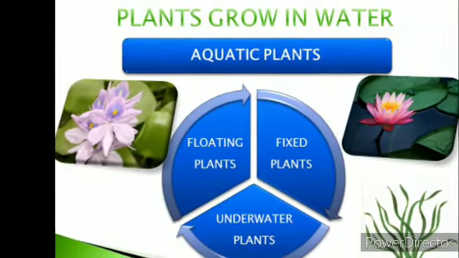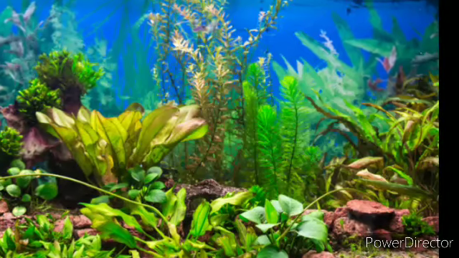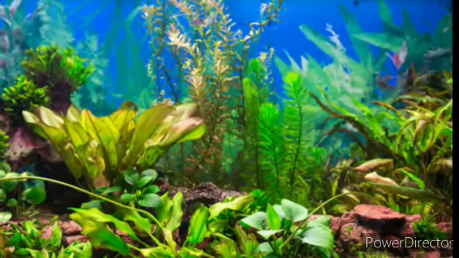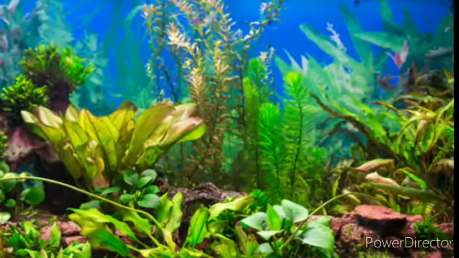Fixed plants. These aquatic plants have roots fixed at the bottom of the waterbed in the mud. Lotus and water lily are examples of fixed aquatic plants. Underwater plants. Underwater plants remain completely under the water. They are also known as submerged plants. Examples of underwater plants are hydrilla and tape grass.